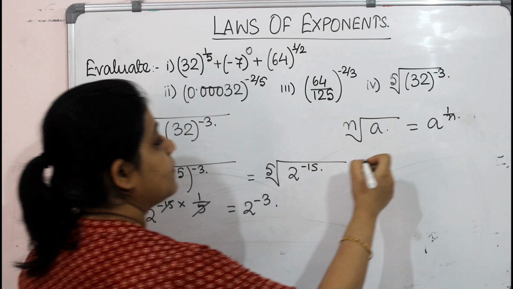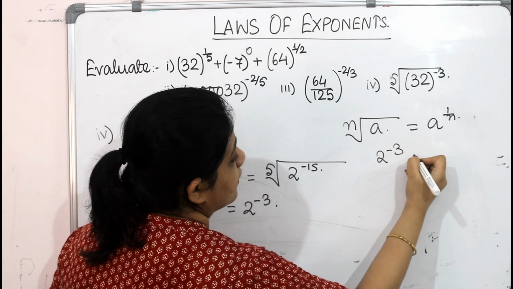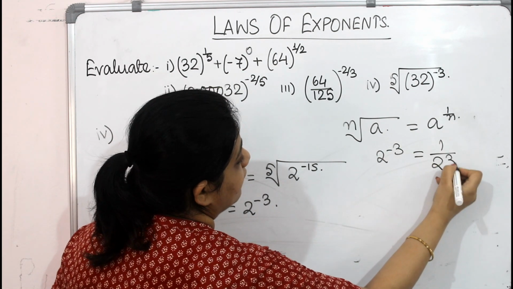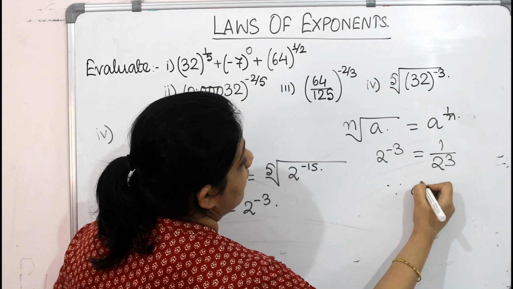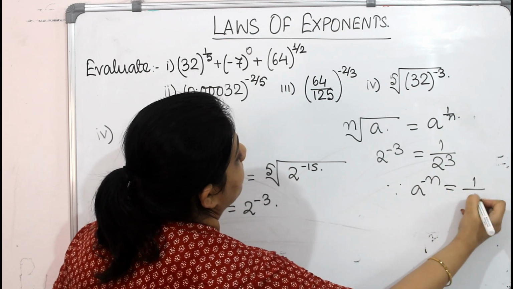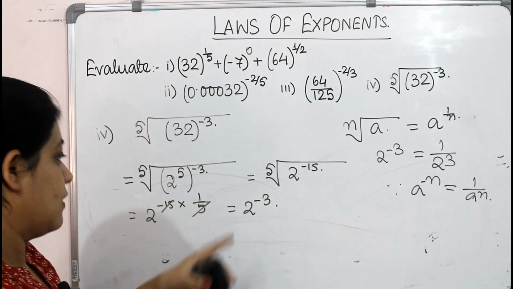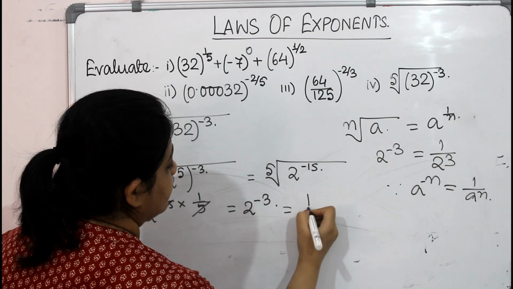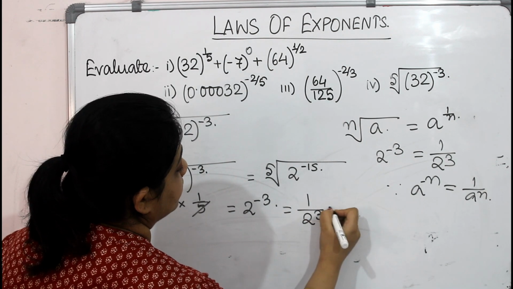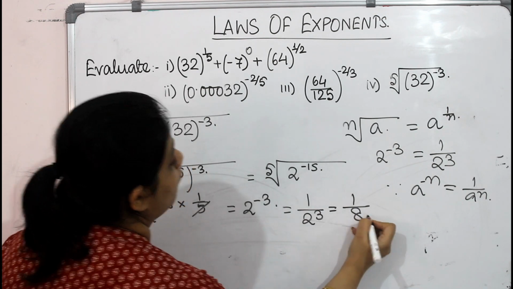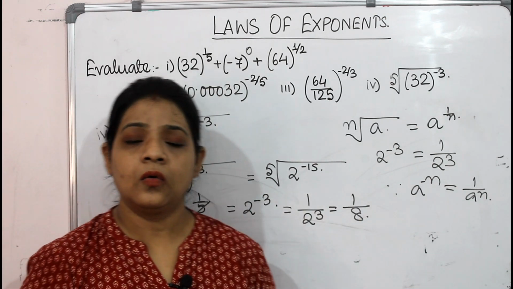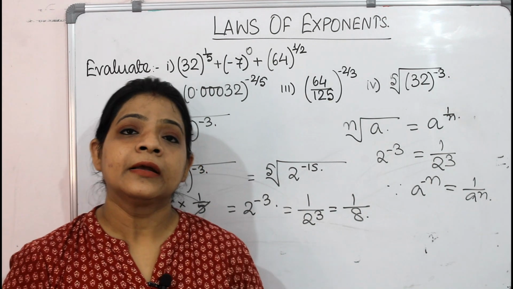So if 2 to the power of minus 3 is there, you can write 1 by 2 to the power of 3, since a to the power of minus n is equal to 1 by a to the power of n. So this can be written as 1 by 2 to the power of 3, that is, 2 cube is 8, so 1 by 8. Okay, I hope these sums are clear to you.